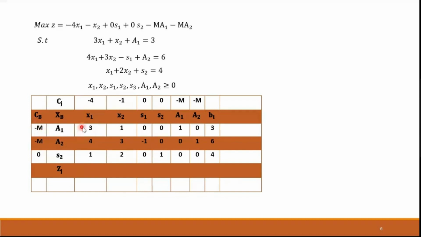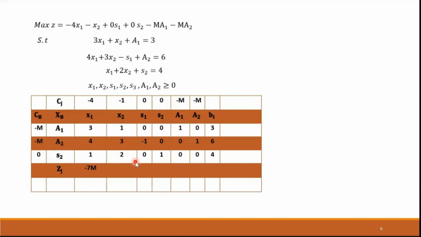तो -M into 3 हो गया -3M, -4M plus 0. So -3M minus 4M हो गया -7M. Okay, so Zj is -M into 3 plus -M into 4. So -3M minus 4M, that is -7M, और ये वाला part 0 हो गया तो -7M. Next में क्या आएगा? -M into 1 plus -M into 3 plus 0 into 2. What is that?